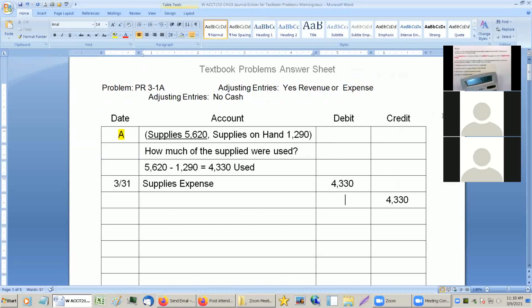So let's break into the other side. Now, think about this supplies account. That's an asset. It's got 5,620. Now, do we have 5,620 in cash? Or do we have 5,620 in supplies? No. So what we're going to do is take it out of the supplies. So this is going to be an asset going down. Because there's 5,620 sitting in that account. We don't have 5,620 supplies. We only have this amount. So we're going to take 4,330 out of that account.